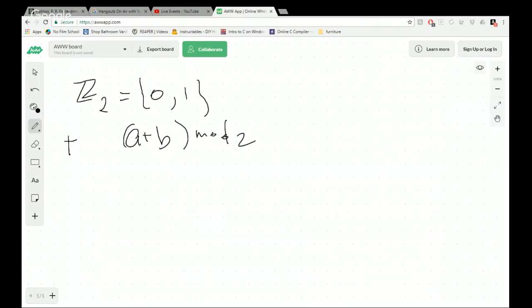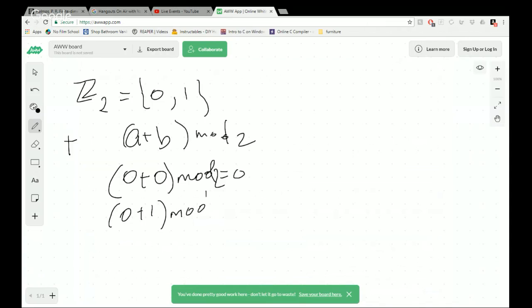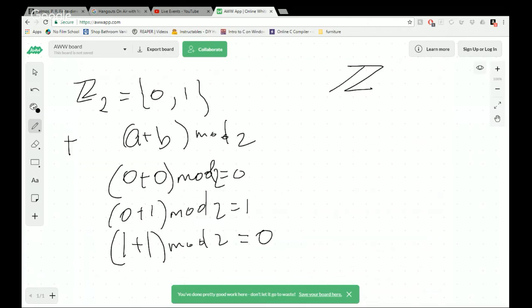If I take 0 plus 0 and do mod 2, I of course get 0. If I take 0 plus 1, mod 2, that gives me 1. But if I take 1 plus 1, that's 2. But what is 2 modulo 2? What is the remainder after I divide 2 by 2? There is no remainder, so I get 0.